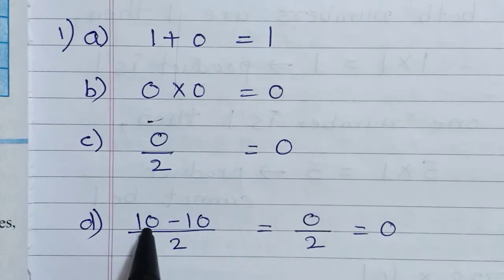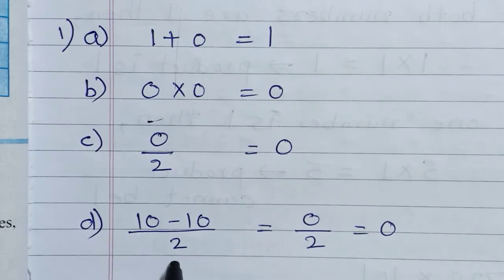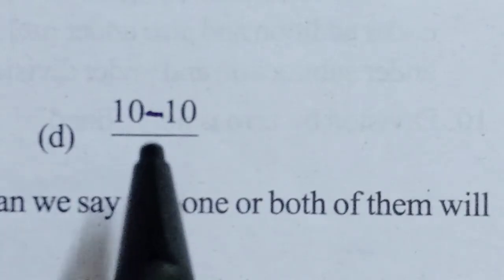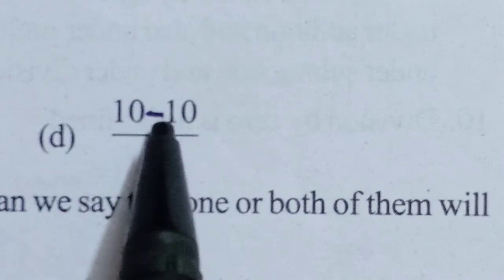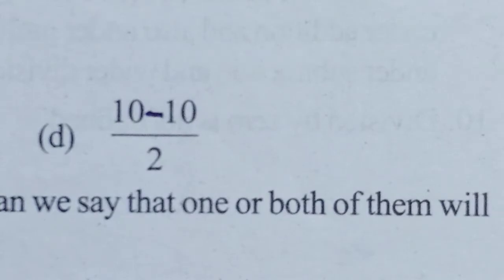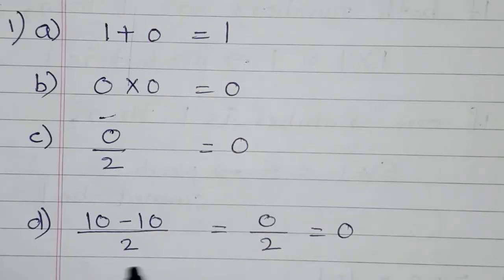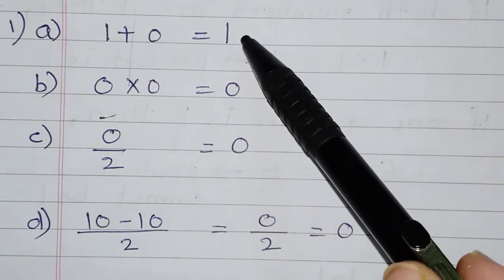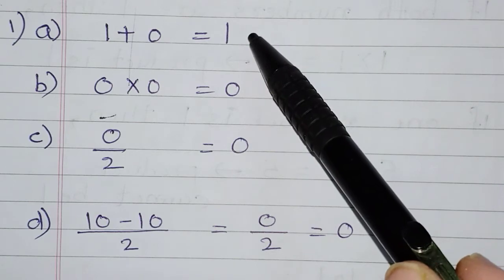And the fourth is 10 minus 10 divided by 2. In your textbook there is a printing mistake. This minus sign is not given, so make it minus. So it is 10 minus 10. So 10 minus 10 gives 0. So 0 divided by any number gives the answer 0. So only the first option is there whose answer is not 0.